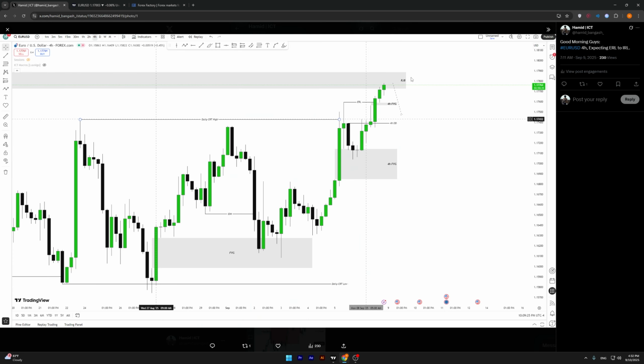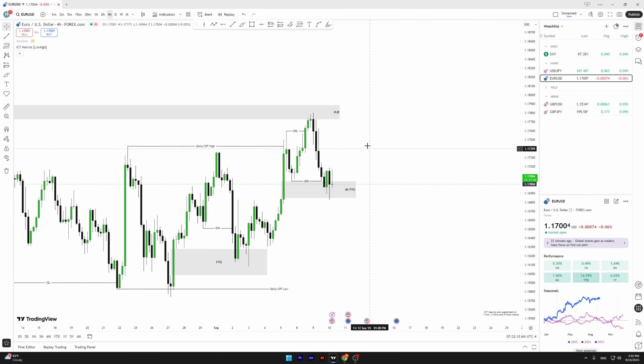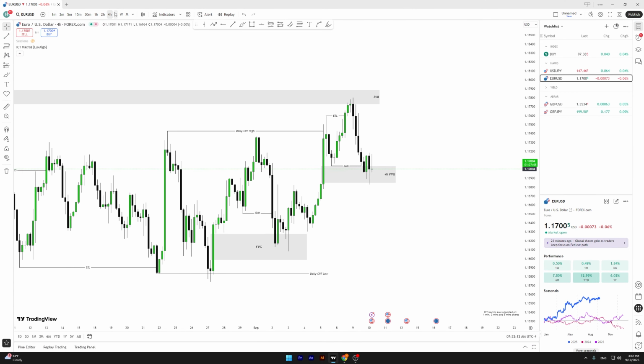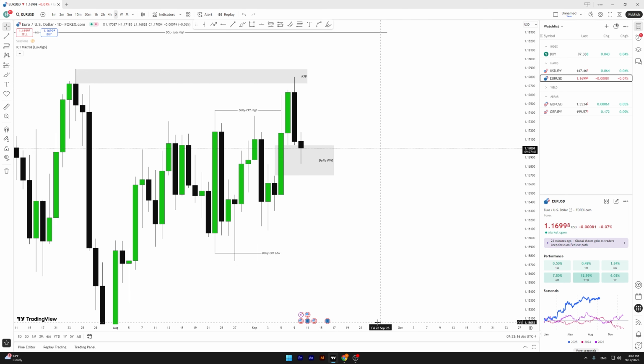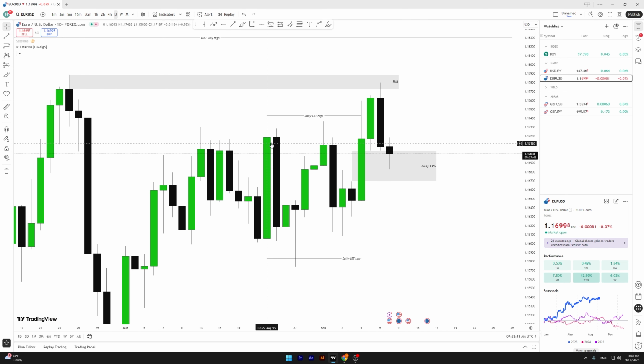So this is a rejection block that I pointed attention to, and I was expecting a down move to this internal liquidity. As you can see, this was the rejection block from the daily time frame. Basically I trade ranges, so price created a range here. This is the daily range. These two candles were inside bars.